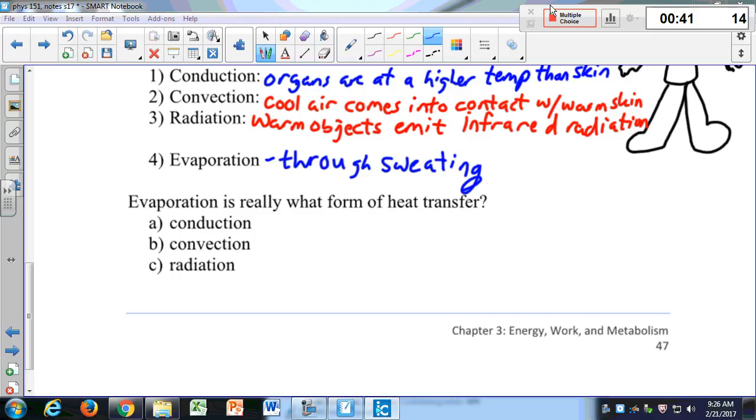See what they think. Now remember, conduction requires contact. Convection means like a fluid flow, that you have to have a fluid flowing around you. And then radiation includes electromagnetic radiation, light, like infrared. So which of those is required for sweating to occur? Conduction, convection, or radiation?